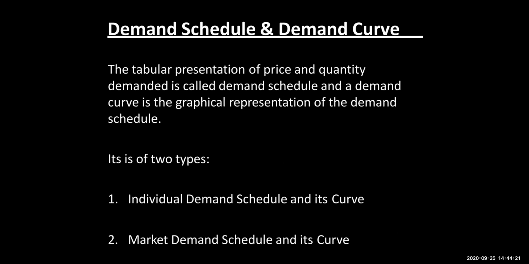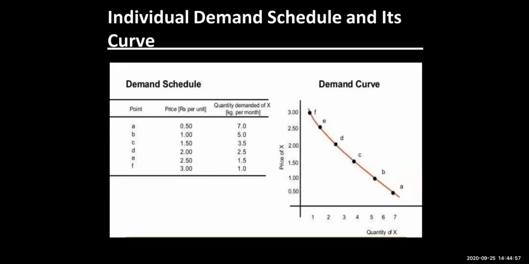Now let's understand what is demand schedule and demand curve. The tabular presentation of price and quantity demanded is called demand schedule, which means when your demand is presented in tabular form, then it is called demand schedule. And when your demand is presented in form of graphical representation, then it is called demand curve. Under demand schedule and demand curve, we have individual demand schedule and curve and market demand schedule and curve. Let's say, for example, that this is the demand schedule for a particular commodity. We can see the price and quantity demanded.